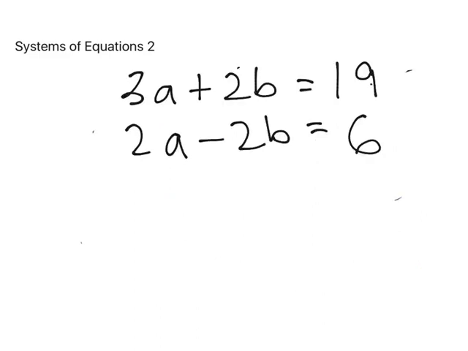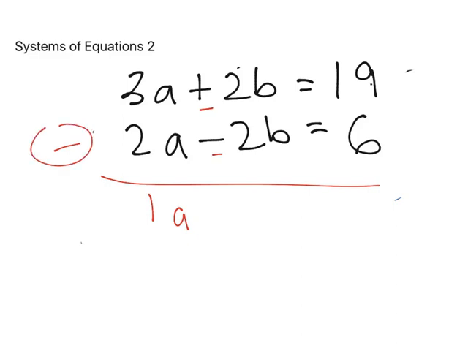Here's another system of equations. This time, we cannot just subtract. That wouldn't work. If we do that, 3a minus 2a is 1a, that's okay. The problem is these are not the same. In fact, 2b minus negative 2b is 4b. So that's true, but it doesn't help us solve our system of equations.